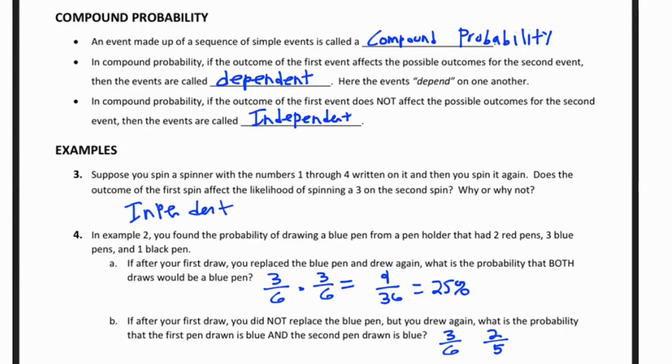So then, in order to find compound probability, I would multiply these two together. So 3 times 2 is 6, and 6 times 5 is 30. And then 6 over 30, if I type 6 divided by 30 in the calculator as a decimal, is 0.20, so 20%. So there's a 20% chance that I would end up drawing 2 blue pens.